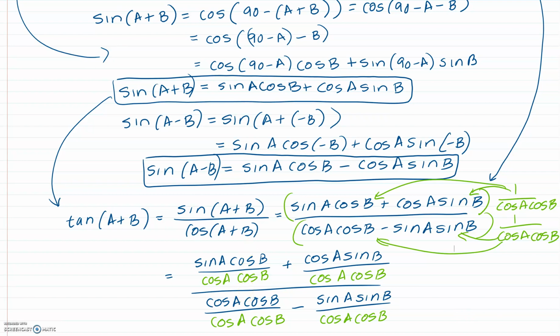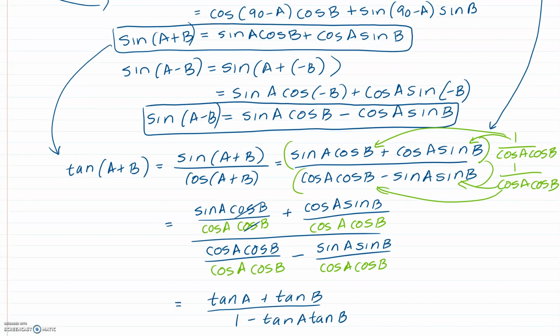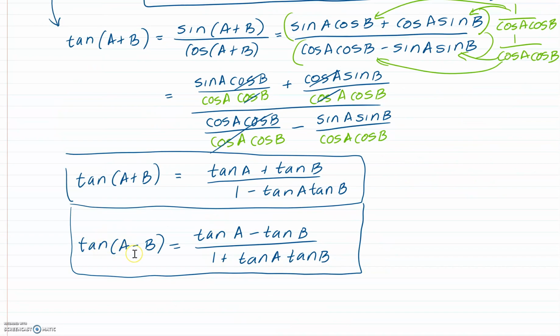Looks complicated, but if you notice, things cancel. The cosine of B's cancel, so you end up with just tangent of A. Cosines of A's cancel, so you end up with tangent of B. And then everything cancels here, so it's a 1. Nothing cancels on that last term, so it's just tangent of A times tangent of B. And I'll let you do the last one on your own. You're just going to use the fact that tangent of negative B is odd.